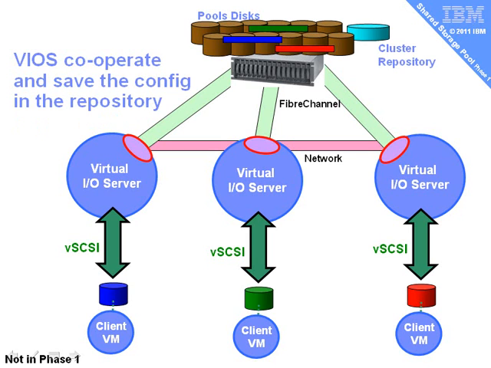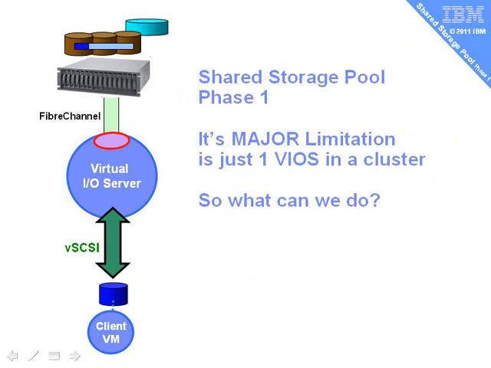Now to allow this cooperation we need something called the cluster repository. This is where all the virtual I/O servers save the configuration information. If they all get shut down we can restart it and it works out what's happening. Now in phase 1 we've already hinted that the major limitation is that we can only have one VIO server in a cluster.